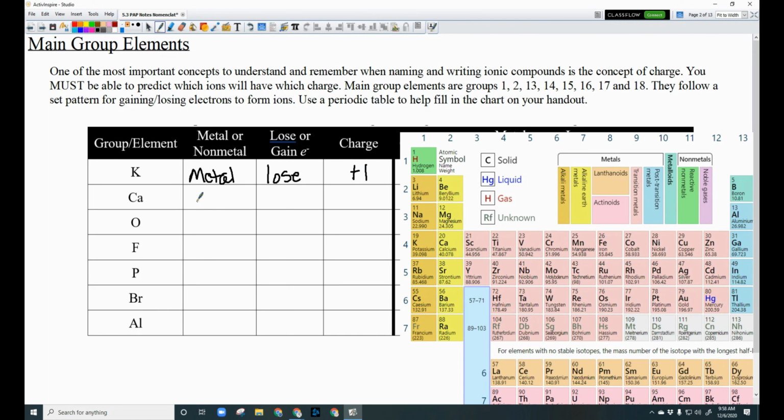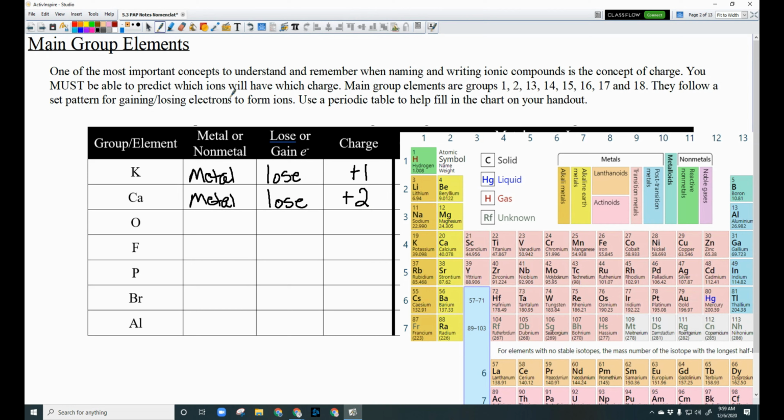All right, so let's look at calcium. Calcium here is in group 2. Okay, so that means it is a metal. And it's going to lose electrons. And what charge is it going to have? Well, it has 2 valence electrons. It's going to lose those 2 valence electrons. So it's going to have a positive 2 charge. Because remember, it still has the same number of protons.